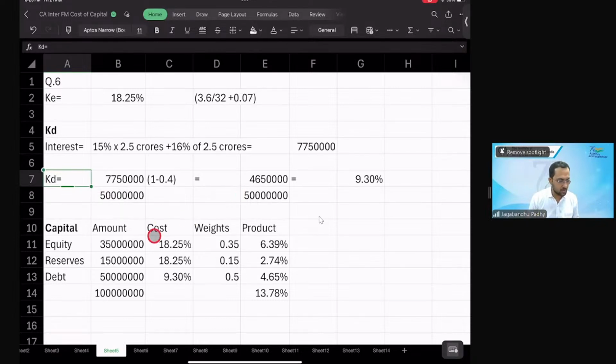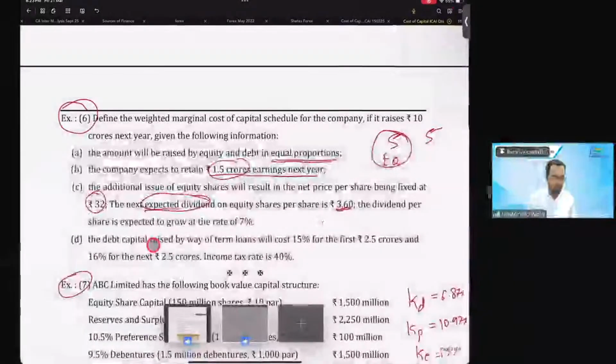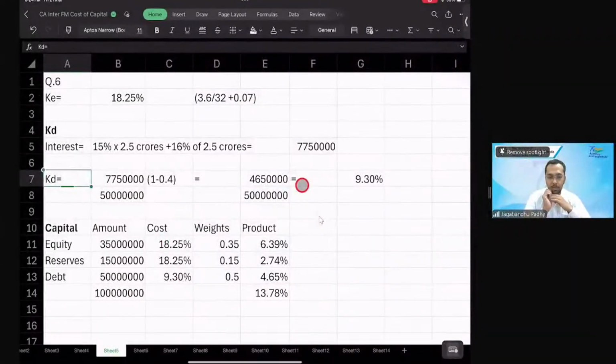So, got this, everyone? Question 6 solution, are you able to get this? These are cases where you are raising debt, but not fully from one source. You are raising it from multiple sources. So when you have multiple sources, you need to get the total of all the interest, make it an after tax figure, and then calculate the cost of debt accordingly.